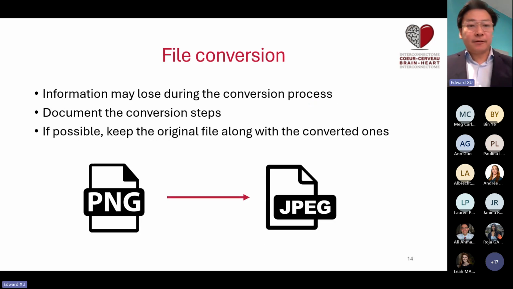Okay, and then let's talk about file conversion. A lot of times you may need to change the files from one format to another, for example, from a PNG image file to a JPEG image file. During this process, information may be lost. So you really want to document the conversion steps, and if possible, keep the original file along with the converted ones. Just make sure that no information is lost in the process.